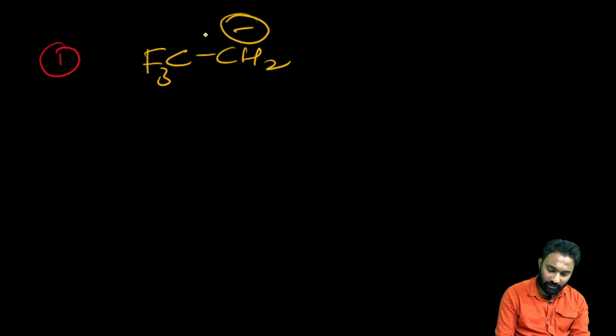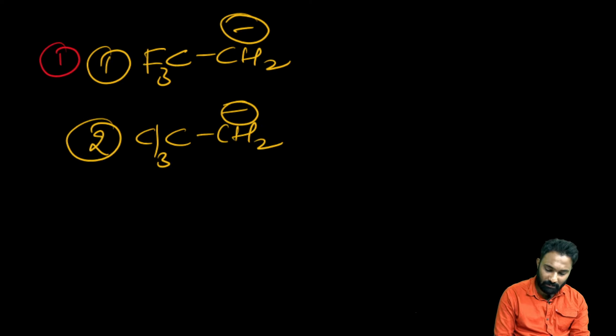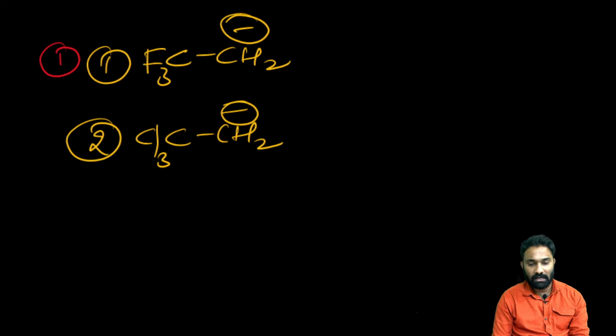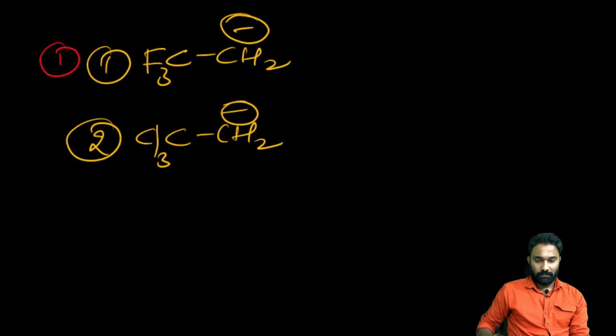Next, suppose they have given CF3CH2 minus, this is 1. Next, CCl3CH2 minus, this is 2. Among the 1 and 2, which is the more stable carbanion?